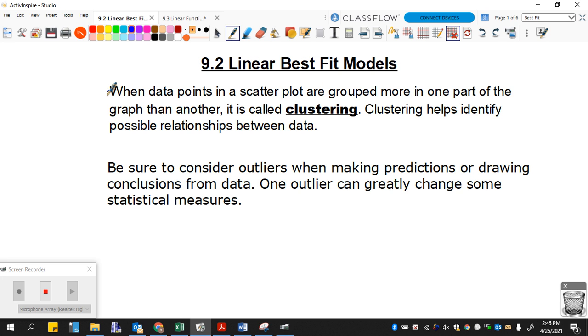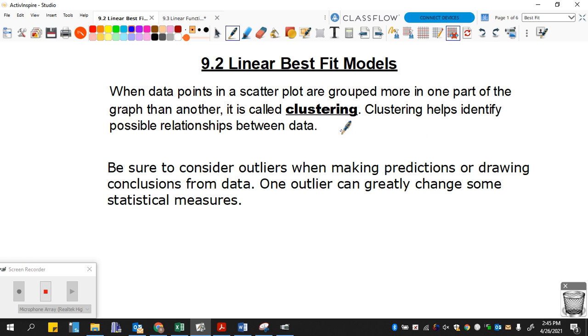So one of the things that you have to look at when you're looking at a scatter plot is to see if there are certain data points that are grouped together more closely in one part of the graph than another. That's called clustering. Clustering helps to identify the possible relationships between the data.